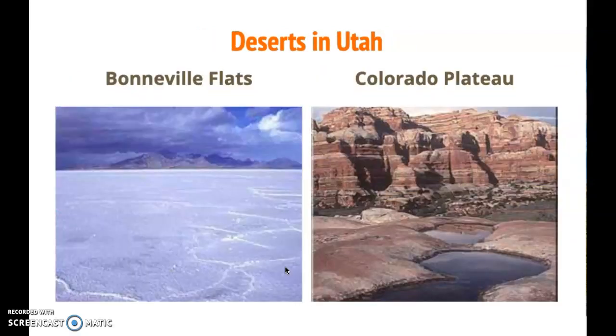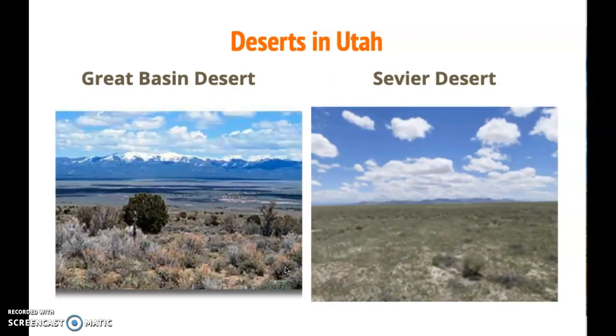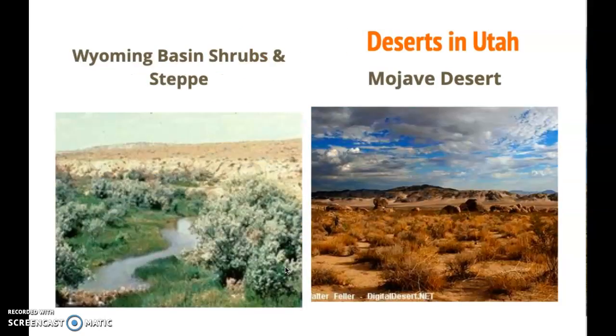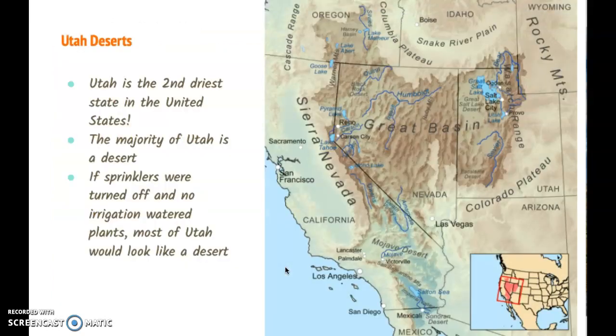All right, and the picture on the left, the Bonneville Salt Flats, the Colorado Plateau, the Escalante Desert, the Great Salt Lake Desert, the Great Basin Desert, Sevier Desert, Wyoming Basin Shrubs and Steppe, the Mojave Desert, and the Great Basin Desert. We live in the Great Basin Desert, which is the largest desert in the United States. It is a cold desert, so when it gets cold enough, precipitation falls in the form of snow. Right here, right where you live, is a cold desert.